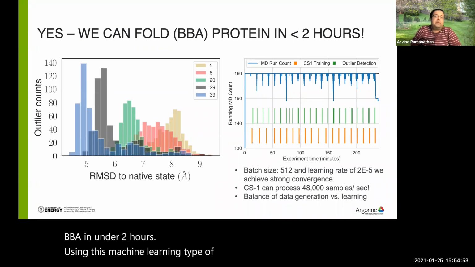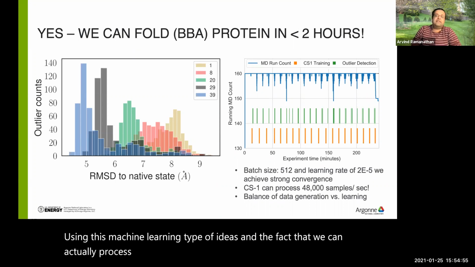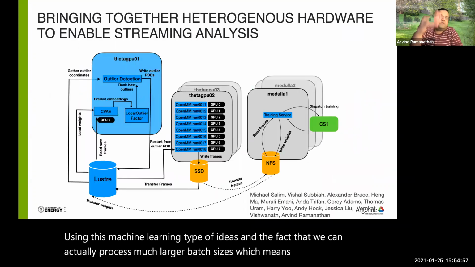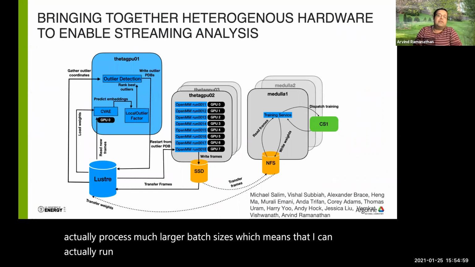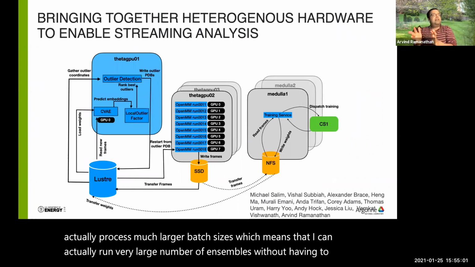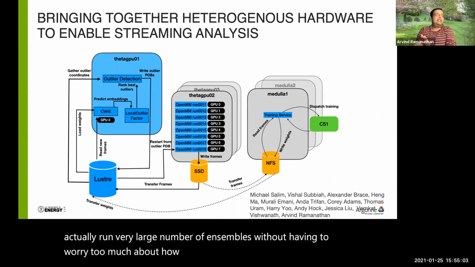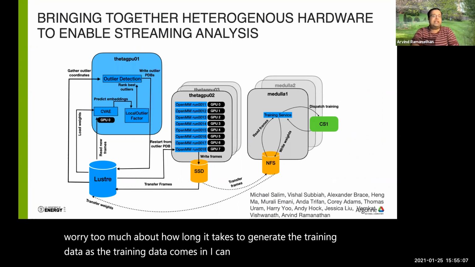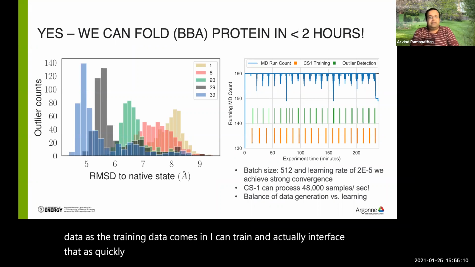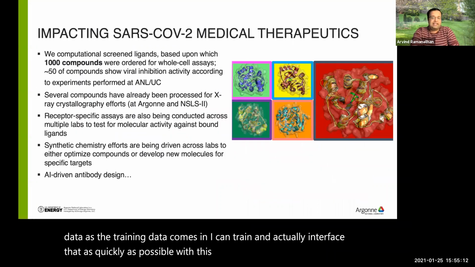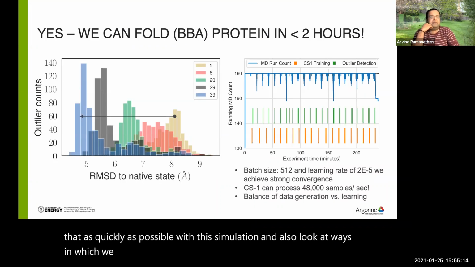And the fact that we can actually process much larger batch sizes means that I can run a very large number of ensembles without having to worry too much about how long it takes to generate the training data. As the training data comes in, I can train and interface it as quickly as possible with this simulation, and also look at ways in which we can bind the different proteins.